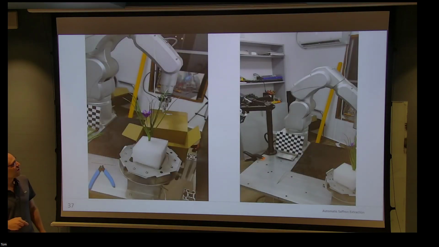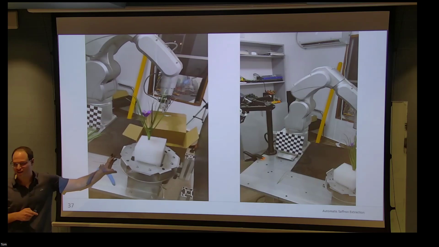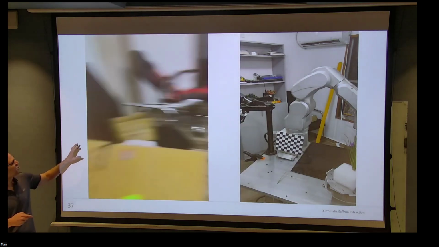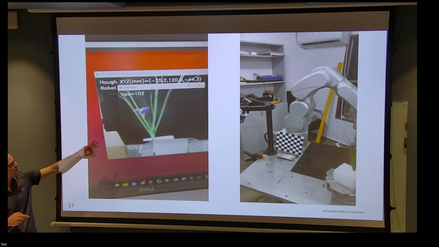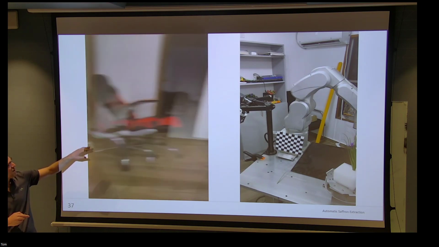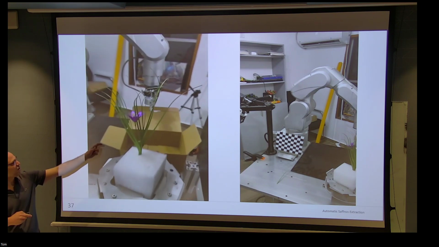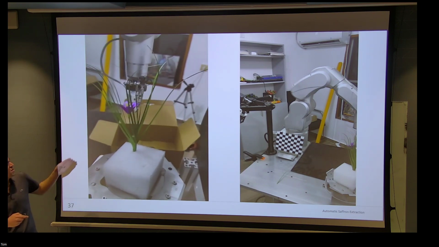Here is again, now you can understand this video. We rotate it, searching for the base of the flower. We make the half optimization. We bring the flower to the robot, to a position where it can take it without touching the other leaves.